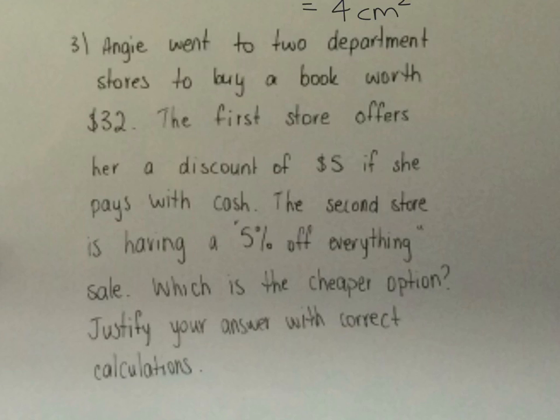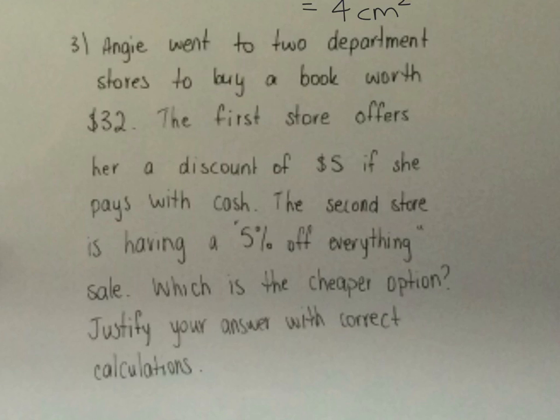So the question says to us, Angie went to 2 department stores to buy a book worth $32. The first store offers her a discount of $5 if she pays with cash. The second store is having a 5% off everything sale. Which is the cheaper option? Justify your answer with correct calculations.